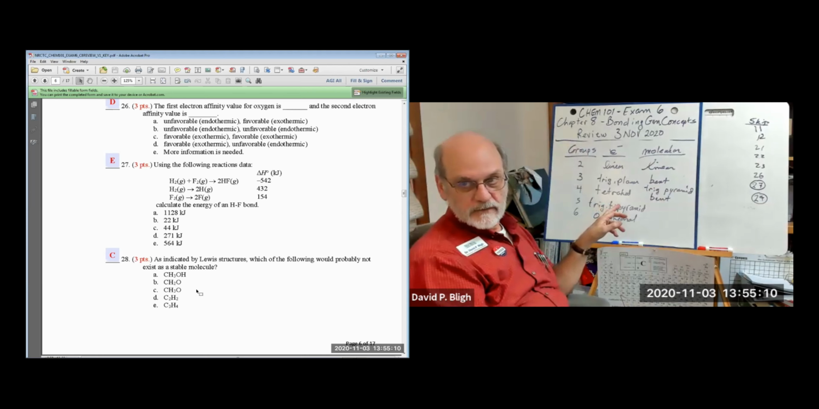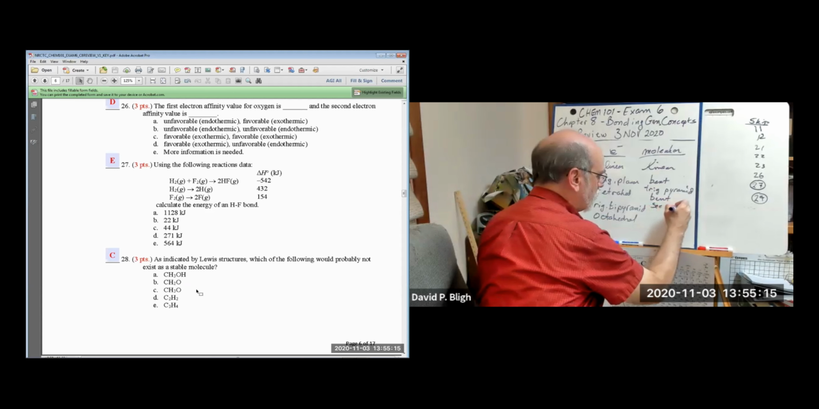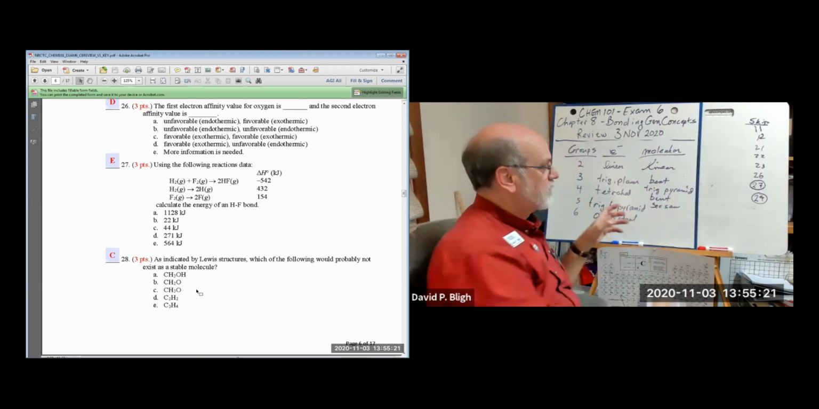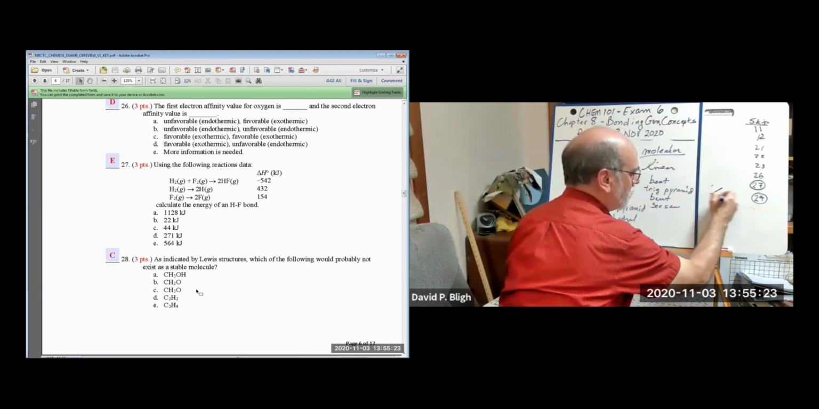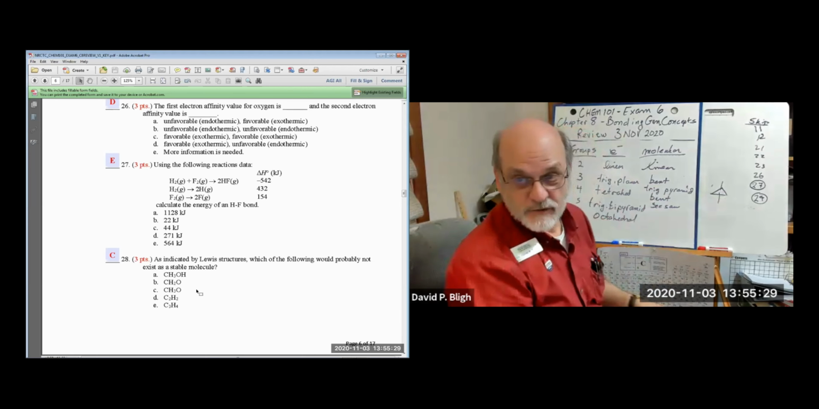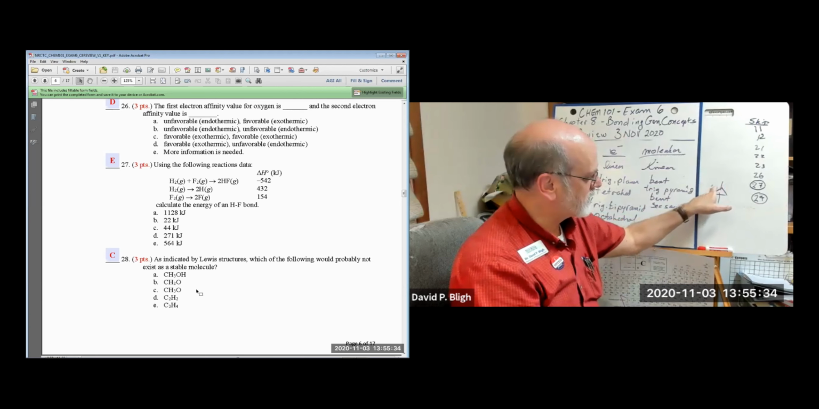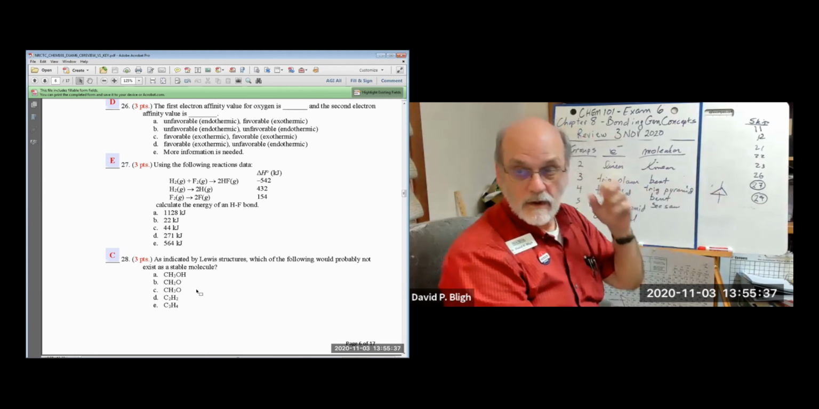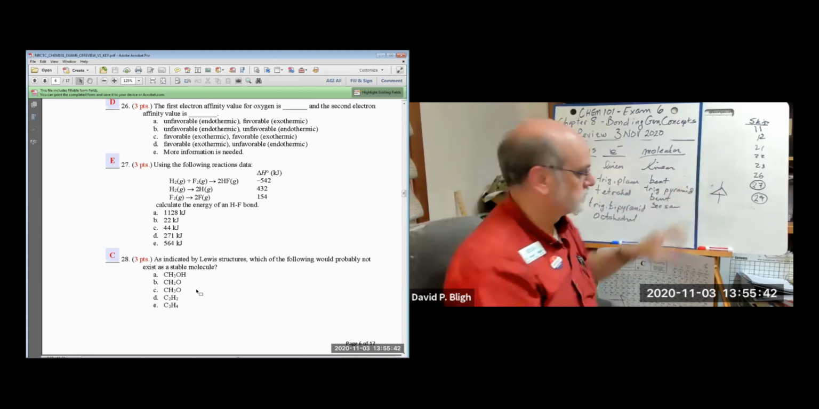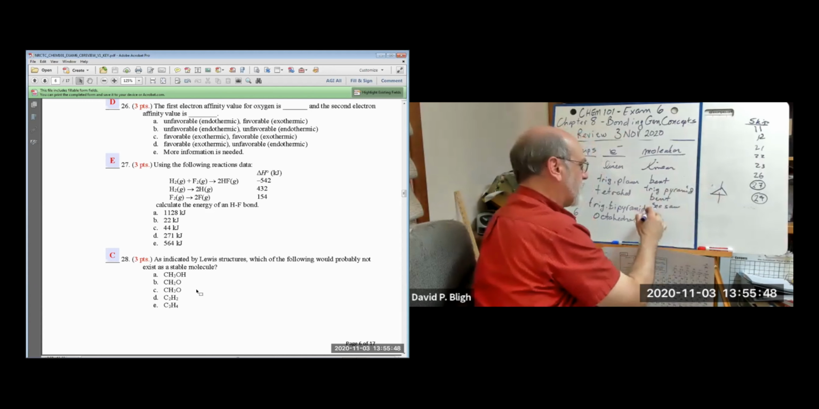Trigonal bipyramidal. If it's 1 lone pair, then you have a seesaw. If it's 2 lone pairs, and why do you have a seesaw? Because the best place for that lone pair is out here, which means you've got this as the base and there's your seesaw. But if you have 2 lone pairs, the best place for them is opposite one another. So in that case, you would have trigonal planar.